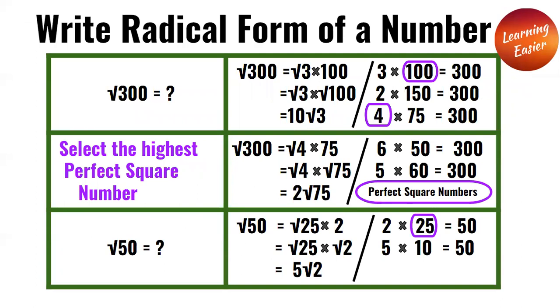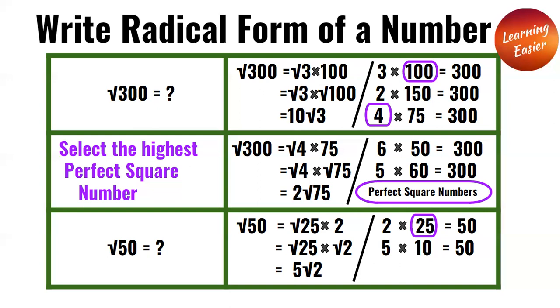The square root of 300. Since 300 is a big number, what we'll do is write out all of 300's factors, mostly all of them. So 3 times 100 is 300. 100 is a square number, a perfect square number. 2 times 150 is equal to 300. 4 times 75 is equal to 300. 4 is a perfect square. 6 times 50 is equal to 300. 5 times 60 is equal to 300.